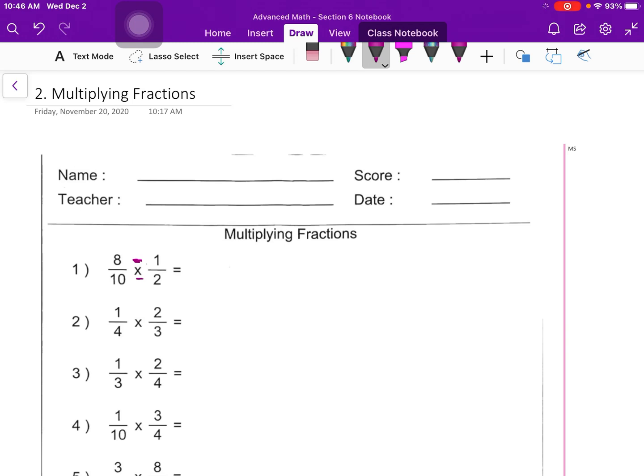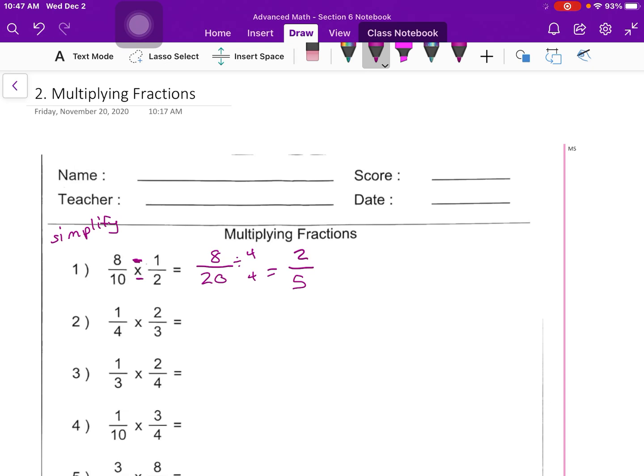So for example, you could just do 8 times 1 is 8, and 10 times 2 is 20. And then you can simplify the fraction by dividing both by 4, the top and the bottom. So you would get 2/5. The simpler way, and I hope you've learned this in elementary school, is to simplify first before you multiply. So you can simplify any numerator with any denominator.